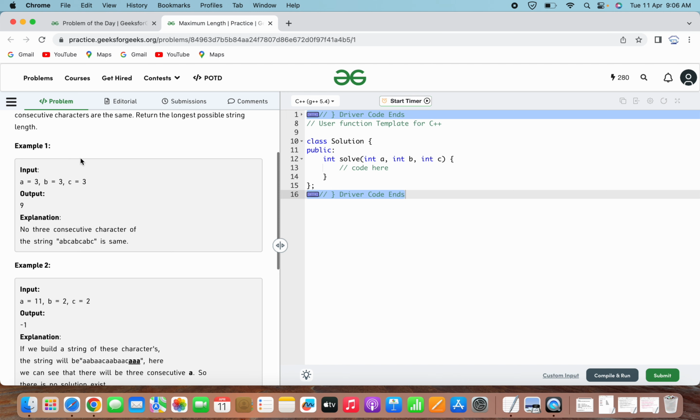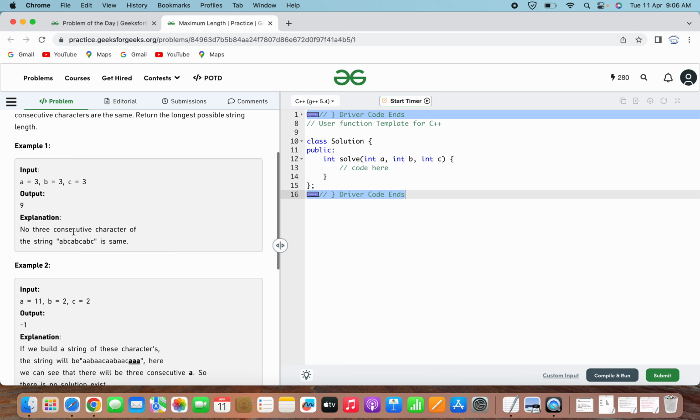In example 1, the input is given as A is equal to 3, B is equal to 3 and C is equal to 3. That means A can occur maximum 3 times, B can occur maximum 3 times and C can occur maximum 3 times in the resultant string that we need to form. And what we need to return? We need to return the length of the string formed. So here the output is 9.